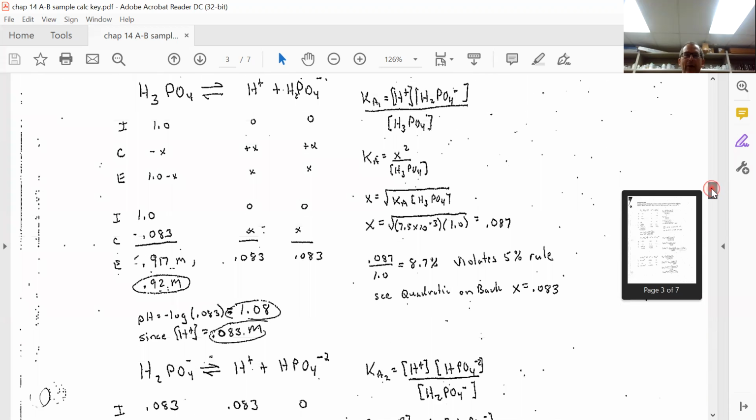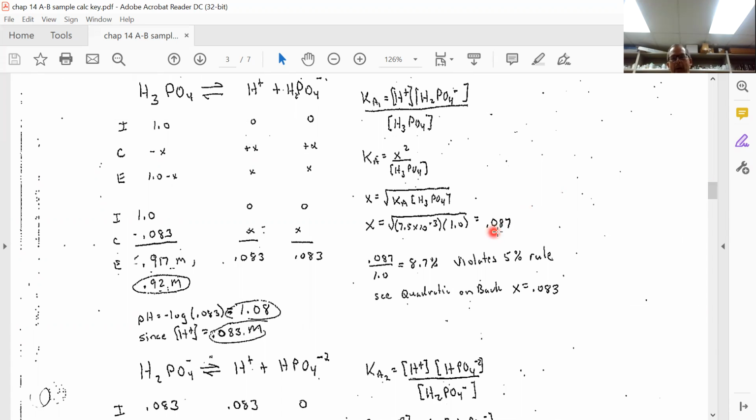This is a violation of the 5% rule, but not a drastic violation. With the assumption I would have used 0.087, but technically it comes out to 0.083 for the H plus, giving me a pH of 1.08. Just to give you an idea, if I would have used the 0.087, my pH would have been 1.06. So again, not throwing things off very much. It asks for the H3PO4 concentration. Without the assumption, we would just say it's 1.0, but in this case, we're going to say it's 0.92. So again, some effect there, not huge, but noticeable.